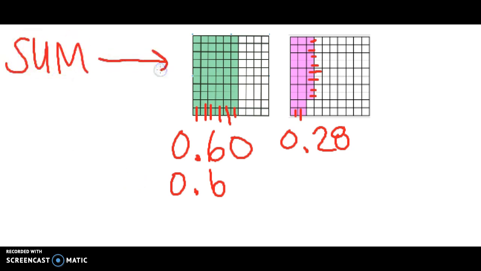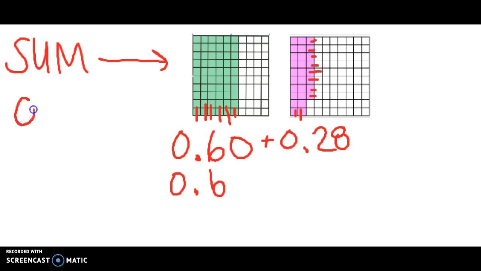Now that I have the values of both of my decimal grids, I want to find the sum of these two grids. We know that the sum is the answer to an addition question, so what we actually need to do is go ahead and add these together. With decimals, the most important thing when we're adding, just like when we're comparing decimals, is we need to line them up by the decimal.